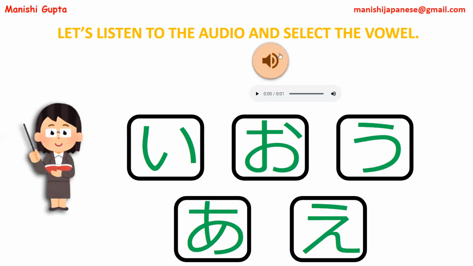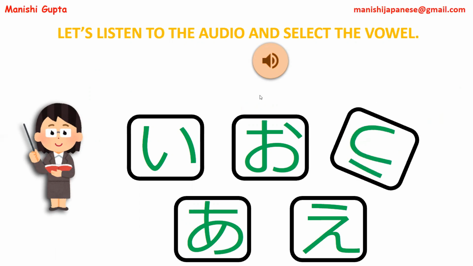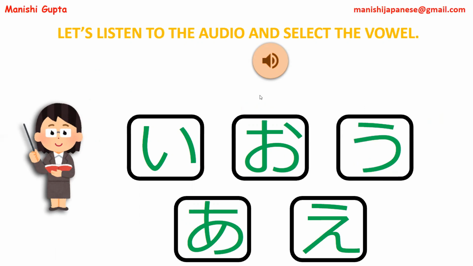Now I'll play the audio and you have to select out of these whatever you listen in the audio, which one do you think is the character. Just choose that for yourself and then I'll show you the answer. U. I'll play again. U. Okay, so this is the one, U.